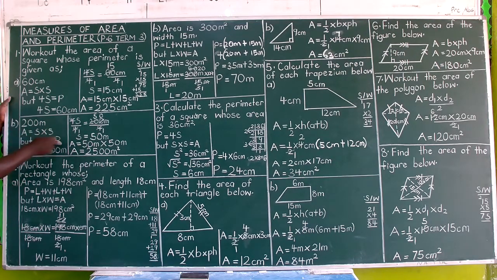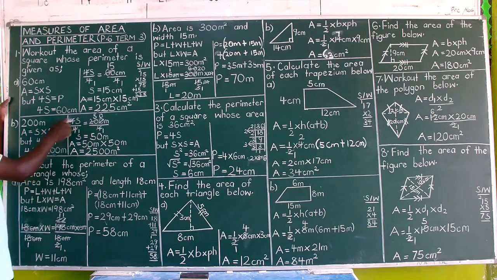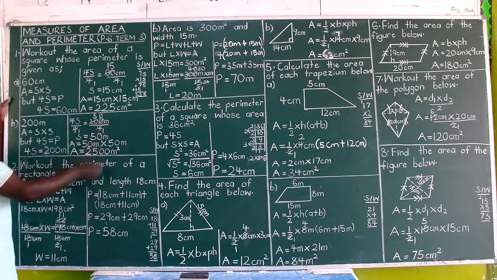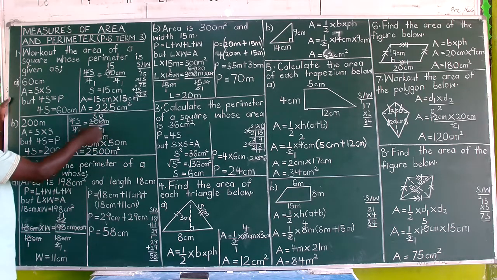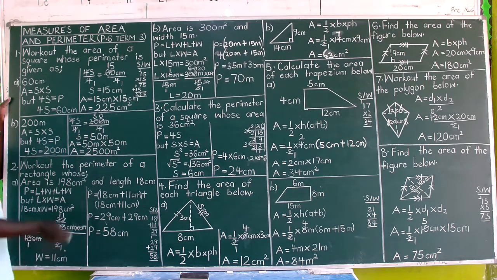But 4s equals perimeter. 4s equals our perimeter of 200 meters. Then divide both sides by 4. You say 4s divided by 4 equals 200 meters divided by 4. 4s divided by 4 gets s. Then 20 divided by 4 is 5, and 0 divided by 4 is 0. So each side measures 50 meters.